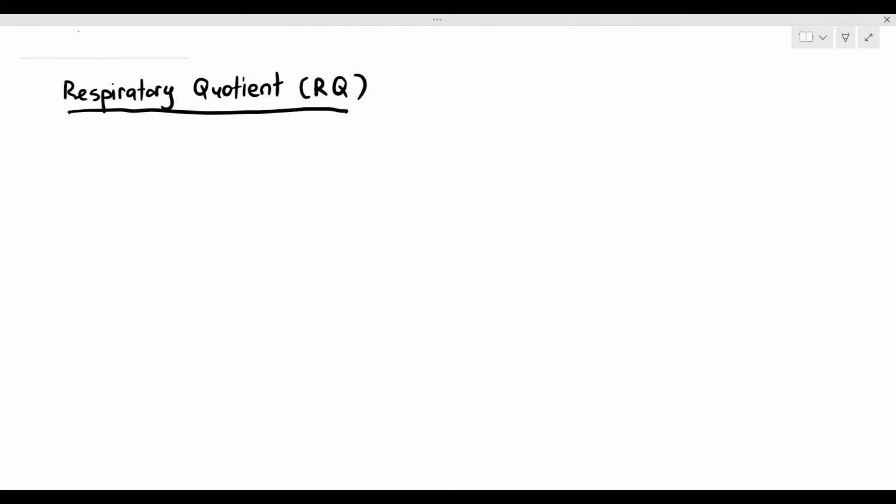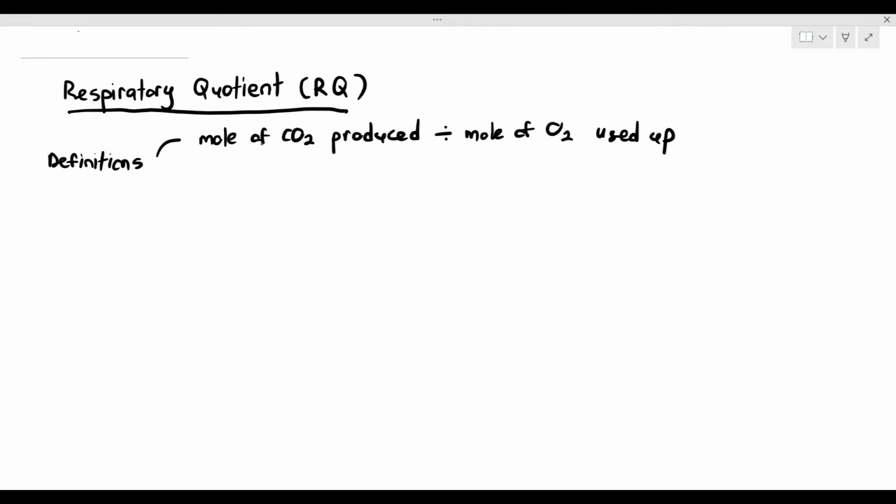The final part of this chapter is going to be focusing on something known as the respiratory quotient, also referred to as the RQ. You must know the definition of RQ. They may ask this in the exam. There can be two definitions you can give in the exam, which means the mole of carbon dioxide produced during respiration divided by the mole of oxygen used up during respiration in a period of time.